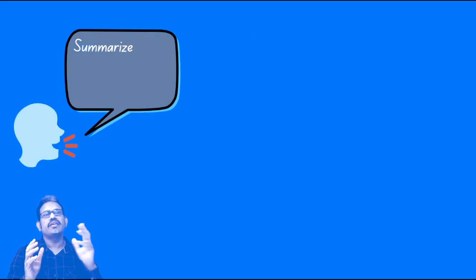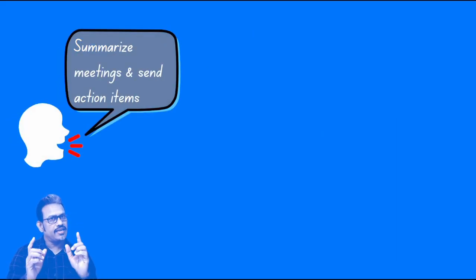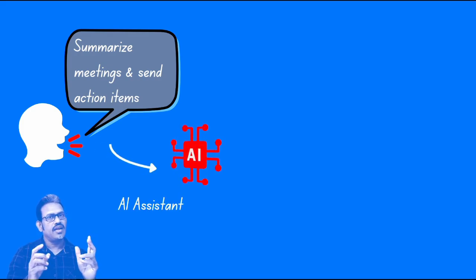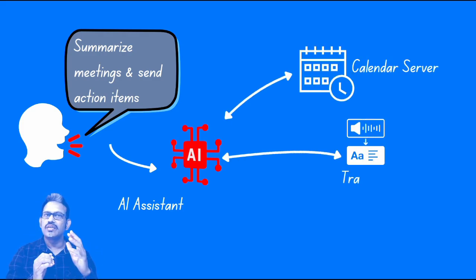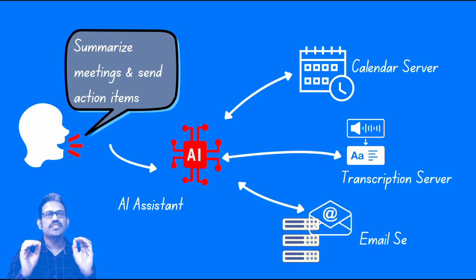Let's imagine a real world scenario. Your AI assistant needs to summarize yesterday's meetings and send action items to the relevant team members. Without MCP, you would need custom integration for your calendar service, your meeting transcription service, and your email client to send an email. Each would require specific API calls and data formatting.